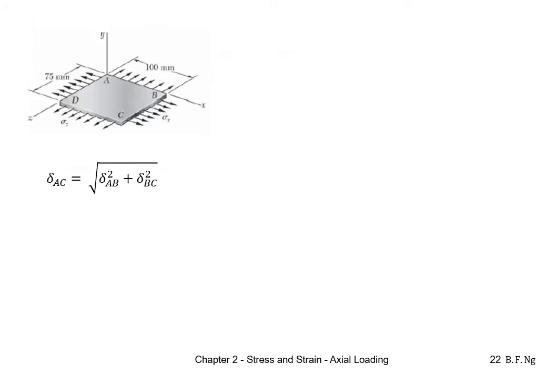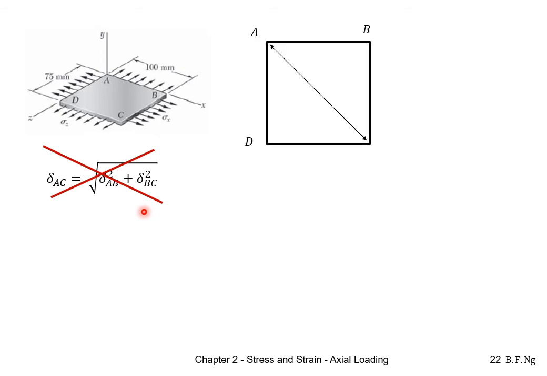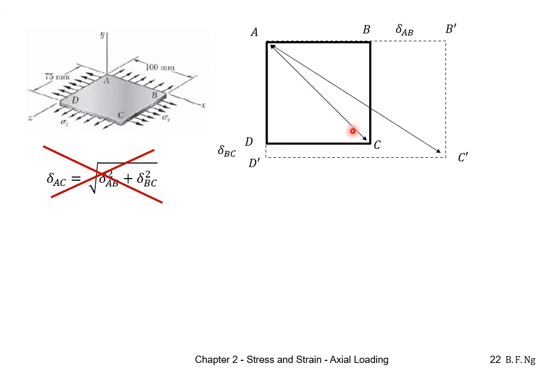For the diagonal length, we cannot just take the Pythagoras theorem of the deflections AB and BC. The reason can be observed here. This is the original fabric. After it's been stretched, it becomes this form. AC, this is the original diagonal, and after being stretched, the new diagonal is of this form.